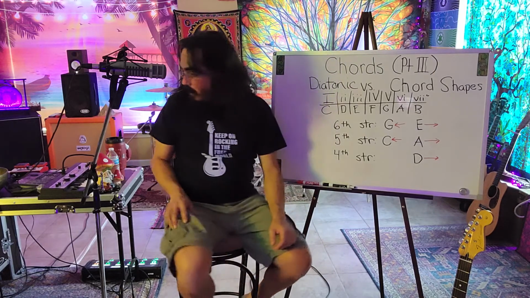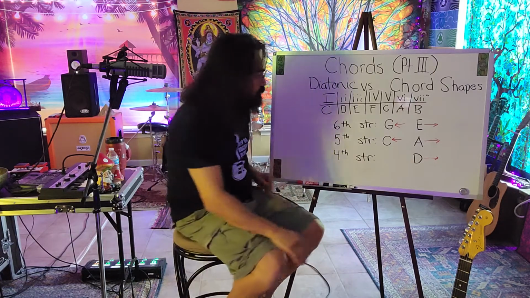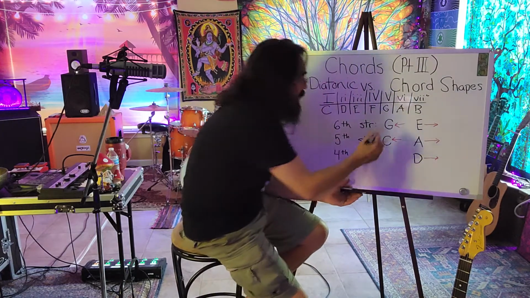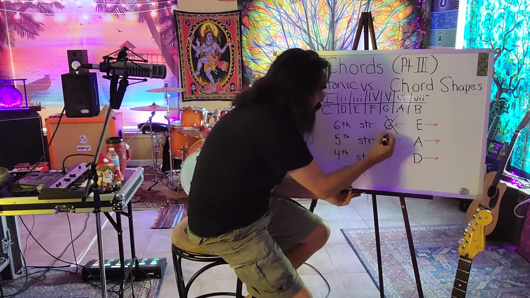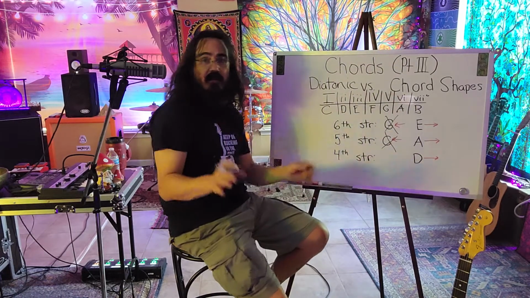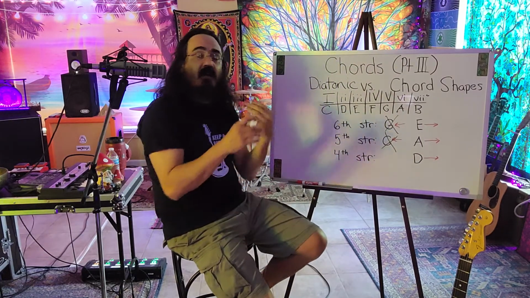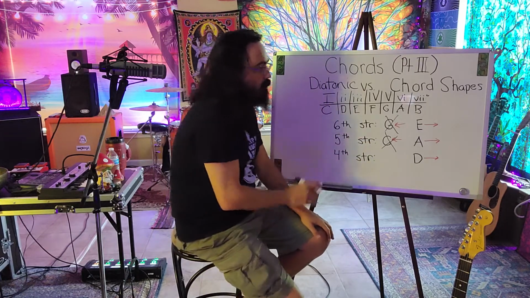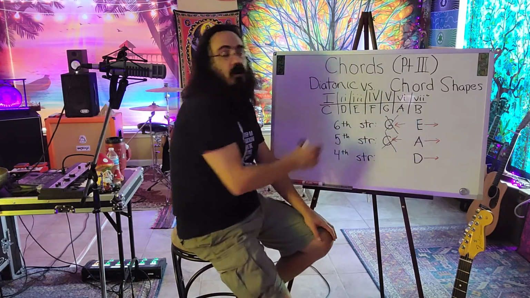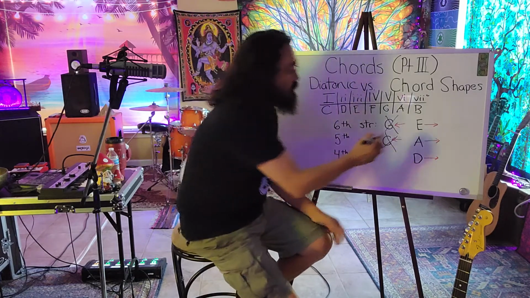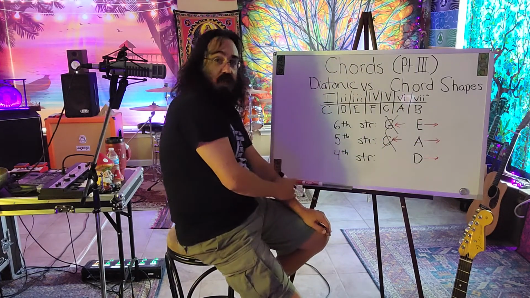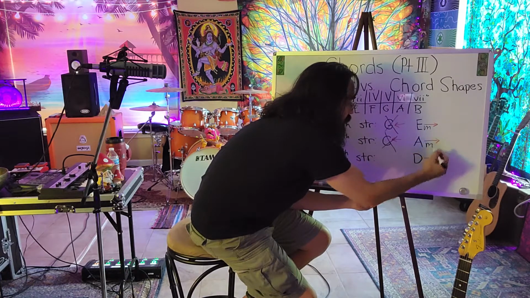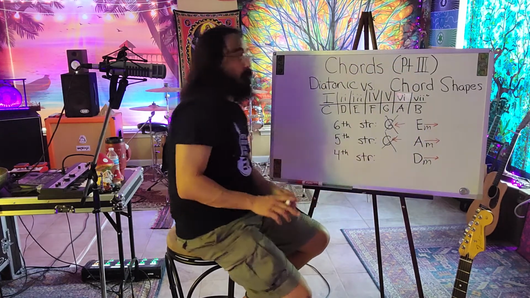I don't know where my eraser is, but that's okay. All right, so we're going to say ixnay to the G and the C. We're going to not worry about those shapes. At some point down the line, we'll look at these shapes as they apply to what we're going to be talking about. But we're going to focus on taking the E, A, and D shapes and applying our knowledge of the E minor, A minor, and D minor chord.